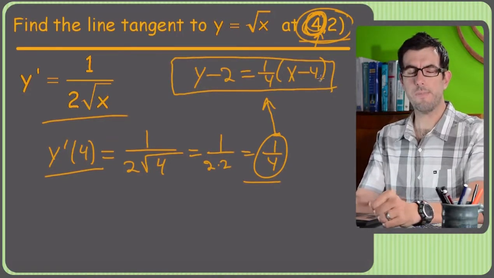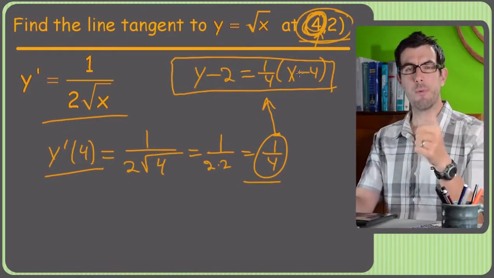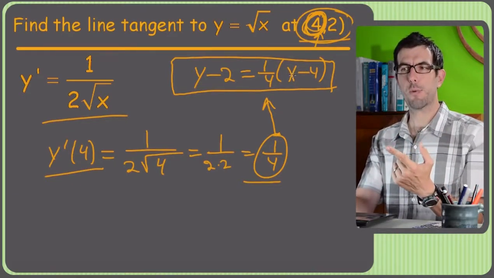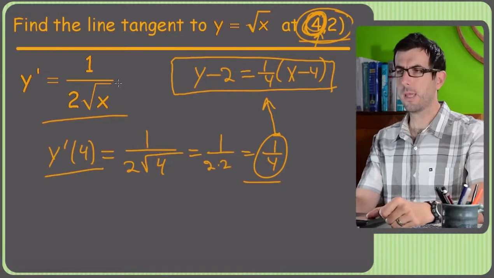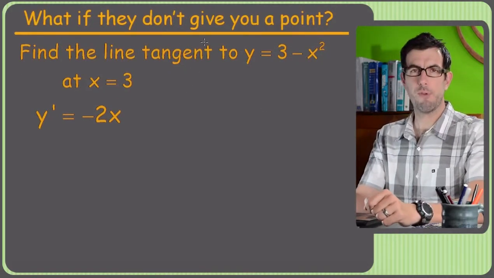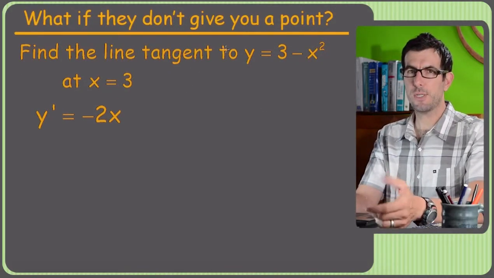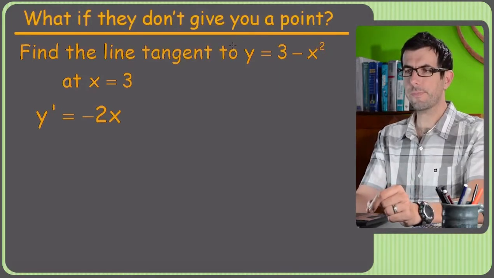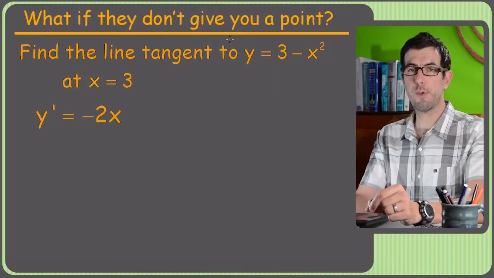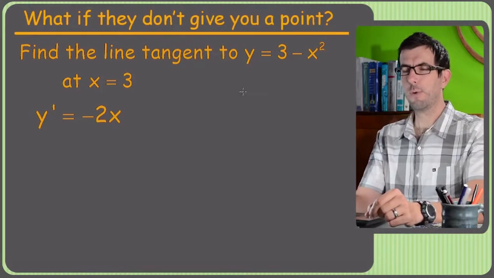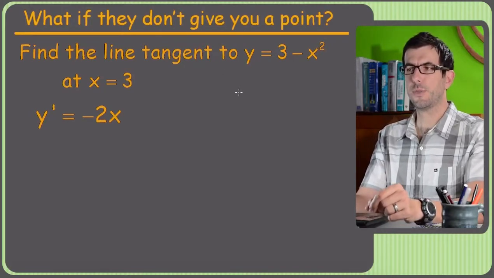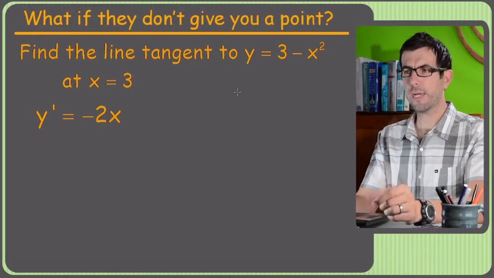So you see the trend here? We just need a point on the line, and we need the slope, but the slope we're going to get by plugging into the derivative. All right, what if they don't give you a point? This is not a lot harder, but just slightly more confusing. Because, of course, it's really great when they give you a point. You just plug it right in the equation. But we don't have a point or a slope on this one. So we're going to have to do a little bit of extra work.